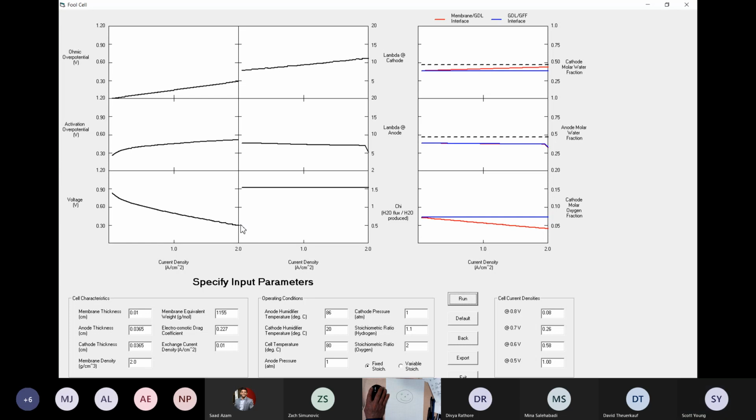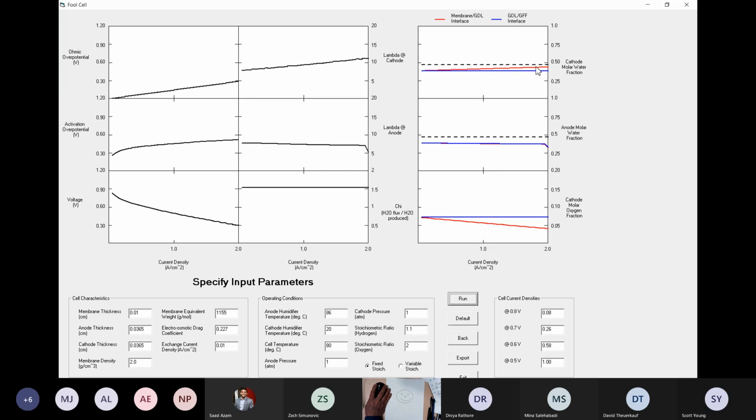So we want to get better than 0.3 at 2 amps per centimeter squared. We haven't touched the cathode humidifier yet. Will that have a big effect? We haven't touched the cathode humidifier temperature. Well, we could see what happens.